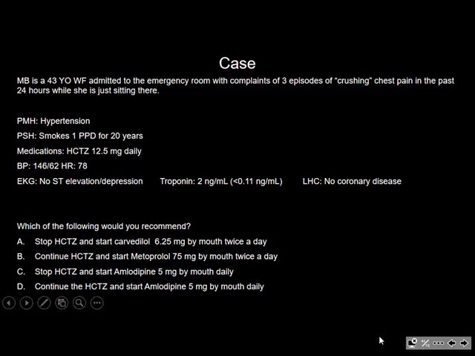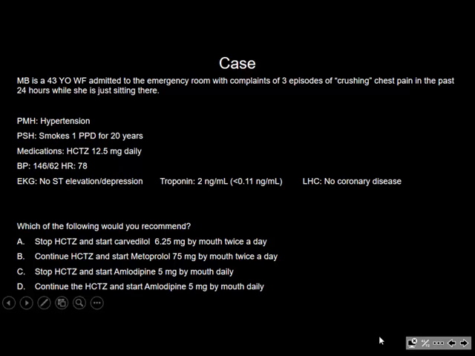All right, so here's a case. MB is a 43-year-old white female admitted to the emergency department with complaints of 3 episodes of crushing chest pain in the past 24 hours while she's just sitting there. She's got hypertension. She smokes 1 pack per day for 20 years. She's on hydrochlorothiazide at home. Blood pressure is 146/62 with a heart rate of 78. We get an EKG. It shows no ST elevation.